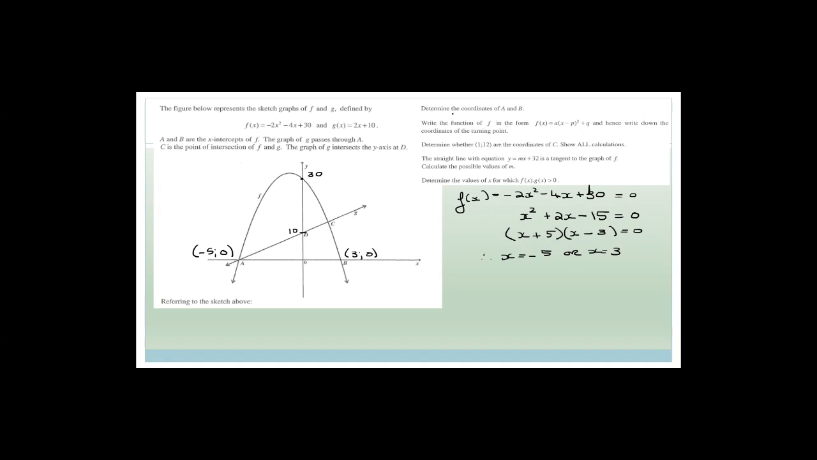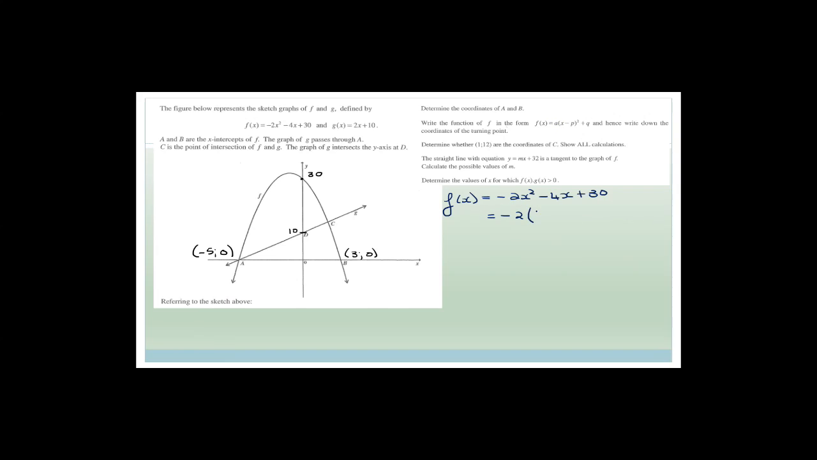Okay, now it says write the function f in the form a(x minus p) squared plus q. So what are they asking us to do? They're actually asking us to complete the square. The format is actually the turning point form, but what they're really asking is to complete the square. So we have f(x) equal to minus 2x squared minus 4x plus 30. The first thing I'm going to do is divide everything by minus 2. I'm going to take out that a.